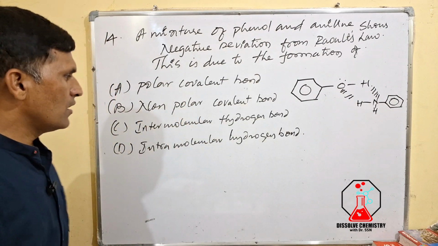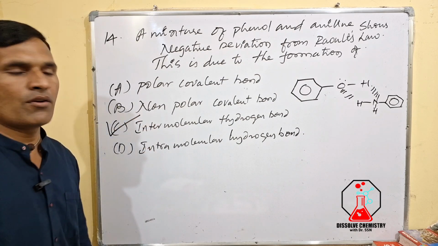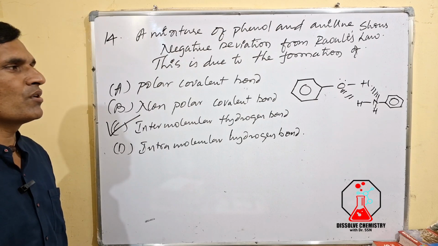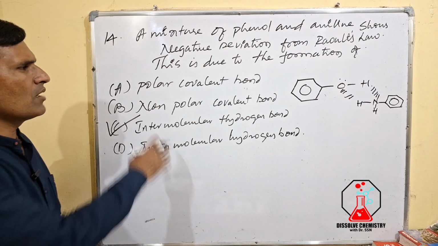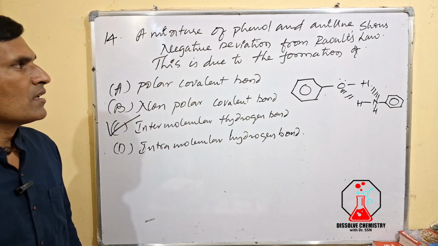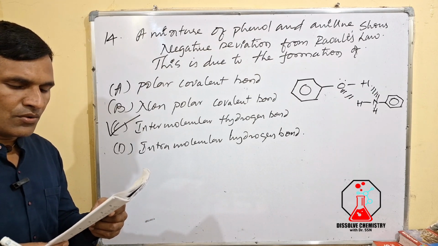So your right option is C, that is intermolecular hydrogen bonding. Intramolecular is not possible because there is only one OH group and only one aniline group, and that is not going to affect it. Non-polar covalent bond and polar covalent bond are not required. Fine. Let us move on to the next question, that is the 15th question.